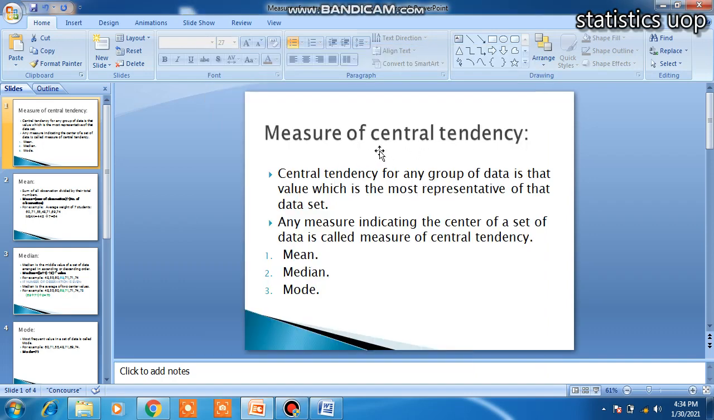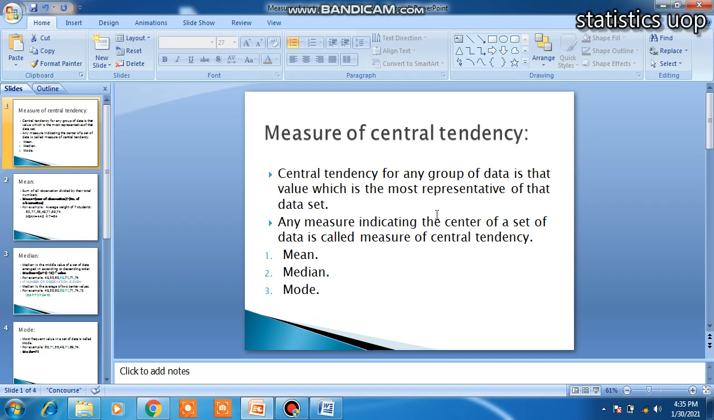Today we discuss measure of central tendency. Now what is central tendency? Central tendency is basically, for any group of data, that value which is the most representative of that data set. Now the question is, what is the meaning of most representative? So let us take an example.